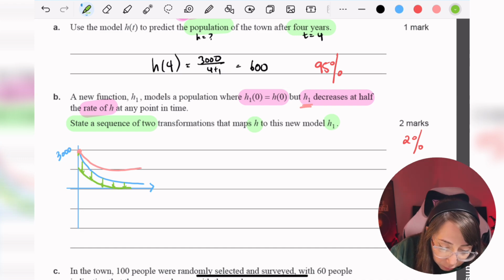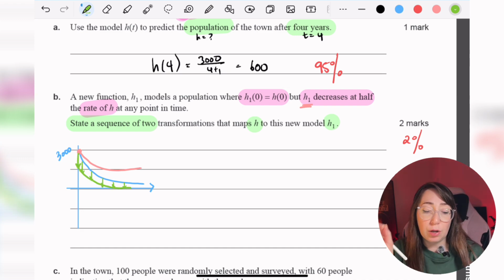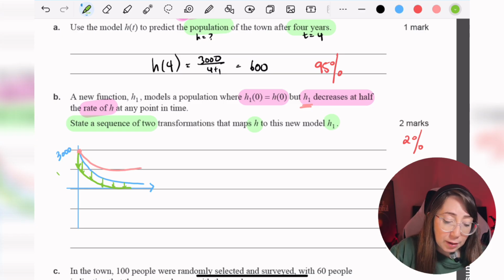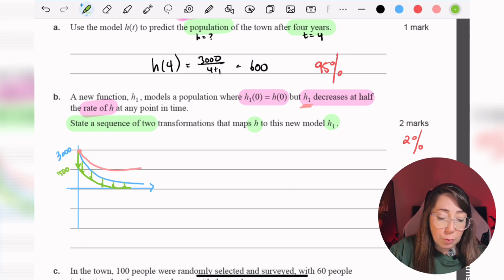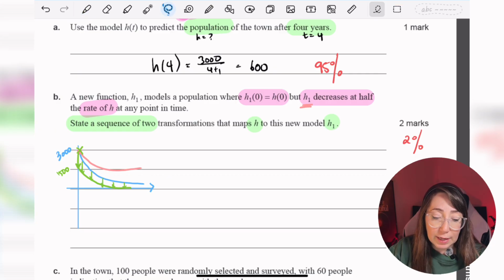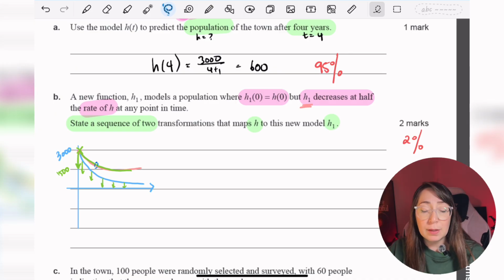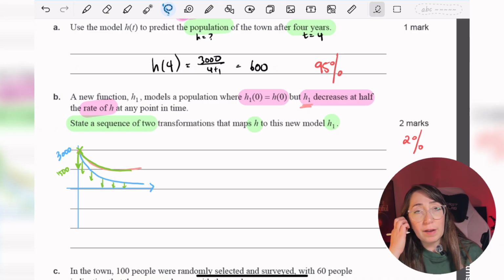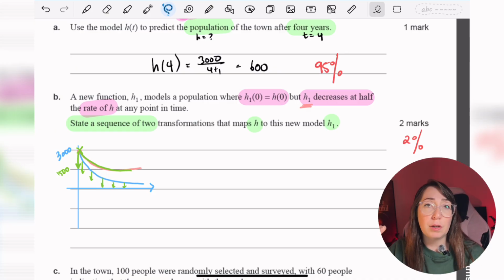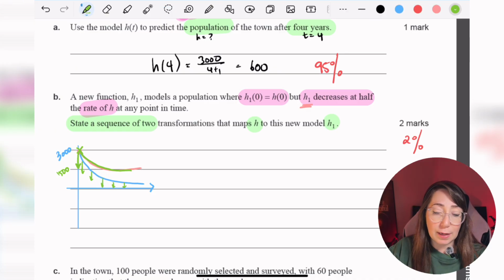The problem is that I will also be halving that initial point. So I'll be halving that 3,000 to become 1,500. But I don't want it to be 1,500. I want it to start at 3,000. So instead, after I've halved all of my y values, I then need to shift that graph upwards so that it does start at that 3,000. So that's essentially what's happened. First, I'm going to halve all of my y values, and then I'm going to shift the graph upwards so that it starts at the exact same point.